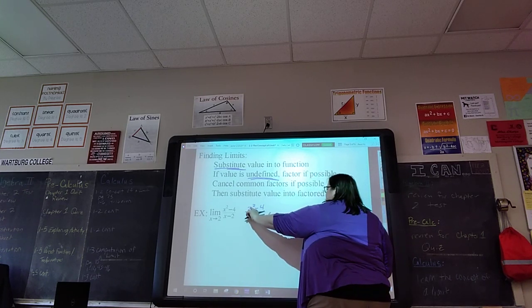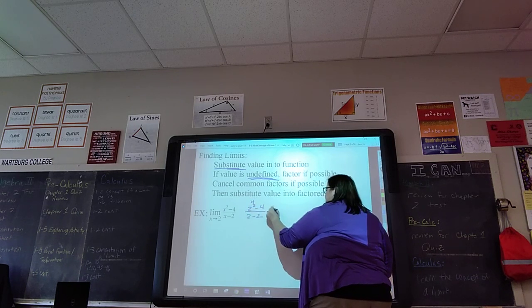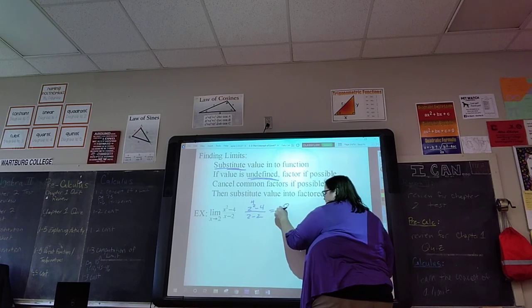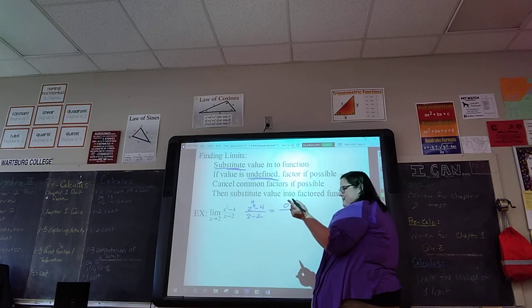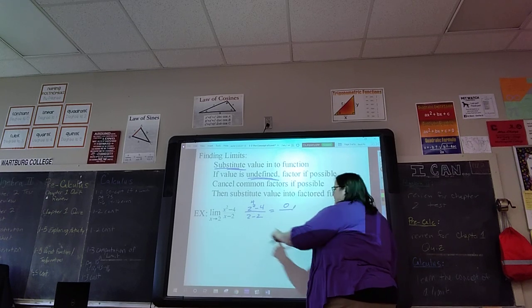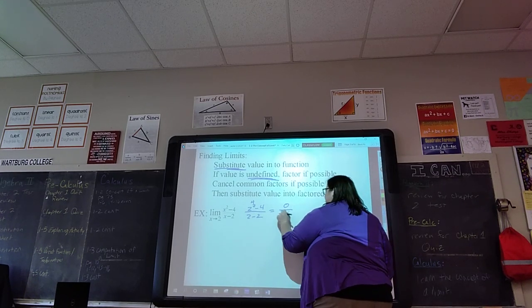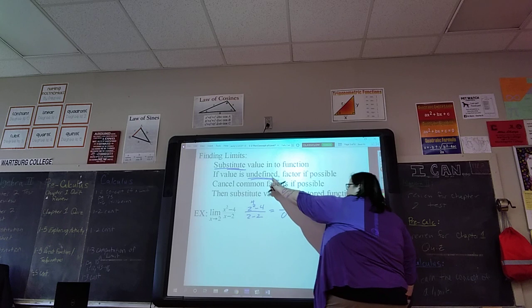So what's 2 squared? 4. We take 4 minus 4, which is 0. So you get 0 on the top, which is fine. 0 is fine on the top because we can divide 0 by anything. We just can't divide by 0. What do we get on the bottom? 0. Okay, that's what makes it undefined.